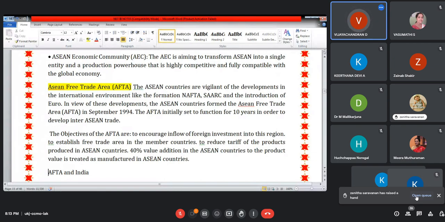What is the purpose of the free trade zone? All those countries I told you, Brunei, Thailand, all those 10 countries will trade with no restriction, no barrier in the form of tariff. It was established in the year 1994.